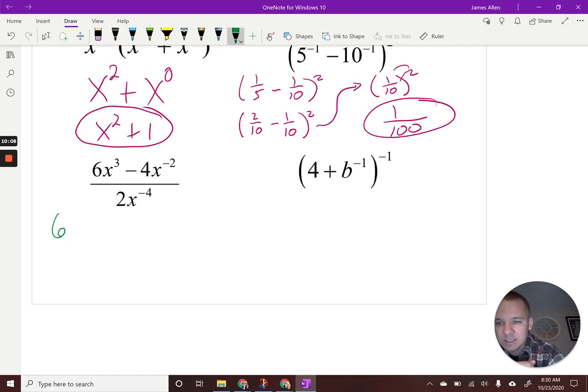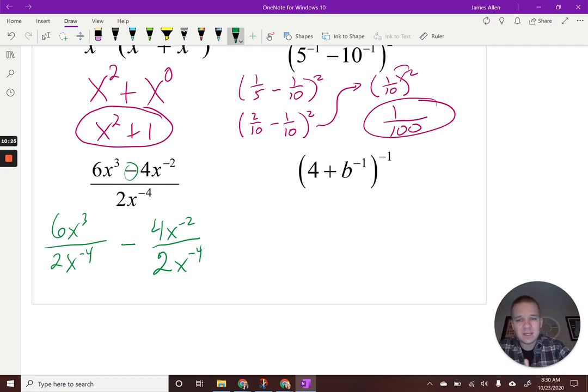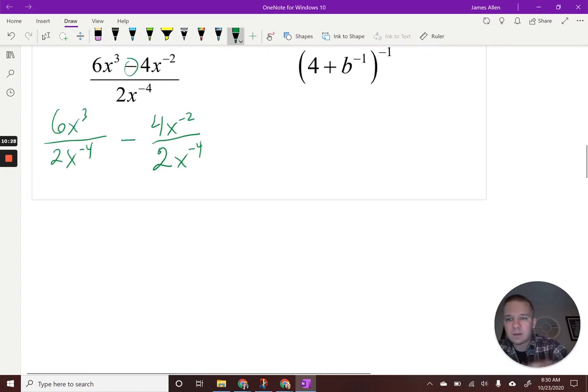So what I'm going to do is rewrite this as 6x to the third divided by 2x to the negative fourth minus, because of this bad boy right there, 4x to the negative second divided by 2x to the negative fourth. All right. Now I can simplify individually. I like that. Give myself a little more room here. So I have 6 divided by 2 is 3. And then I have a fraction here. So I'm going to subtract 3 minus negative 4 would give me x to the 7th. Lovely.